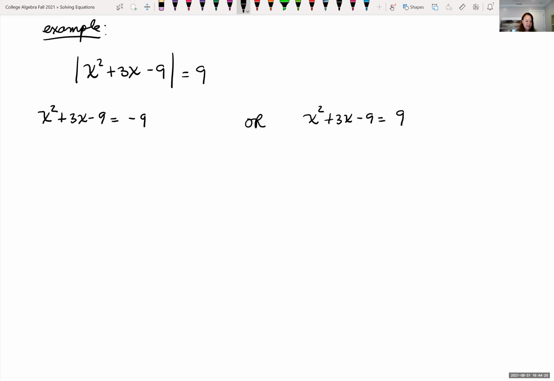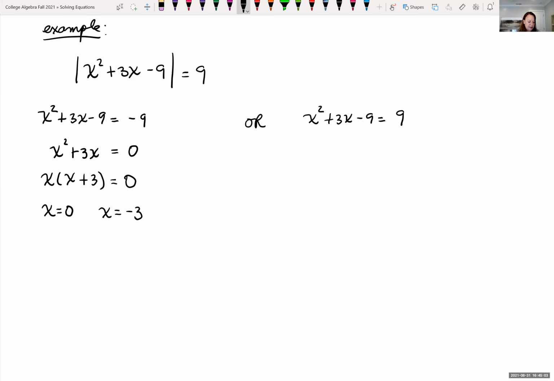So notice in each case, these are quadratic equations. So we solve quadratics differently than linear. We want to get everything to one side of the equal sign. For the first equation, if we add 9 to both sides, we get x squared plus 3x. Well, negative 9 plus 9 cancels, so this is equal to 0. We can factor this. They both have an x in common. So factoring out an x, we get x times x plus 3 is equal to 0. Set each factor equal to 0 and solve. We get x equals 0. X plus 3 equals 0 when x is negative 3.